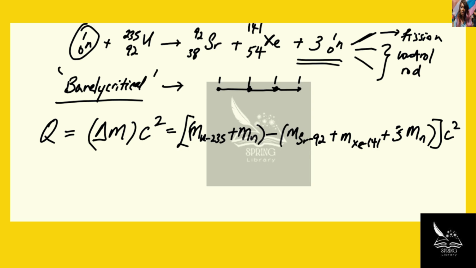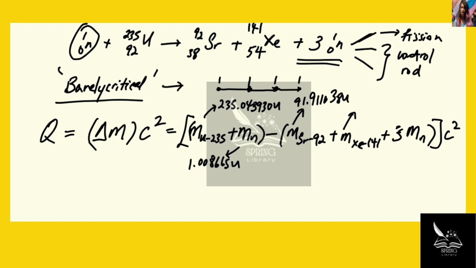So all these masses can be found using the online resource. So uranium-235 is over here. The mass of the neutron, mass of the strontium 92, mass of xenon 141 is here. So we have all the values that we need.